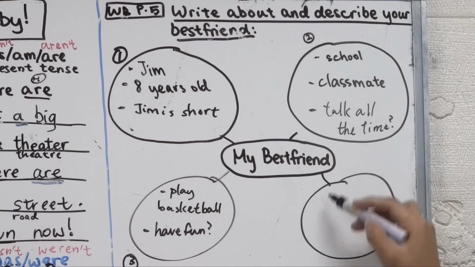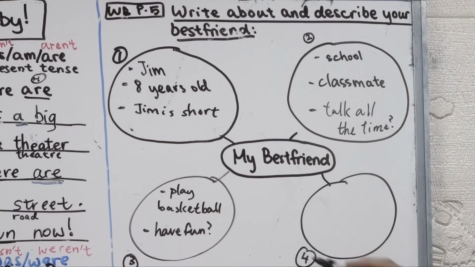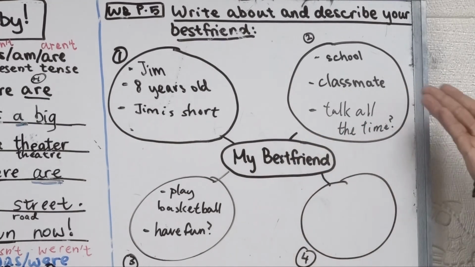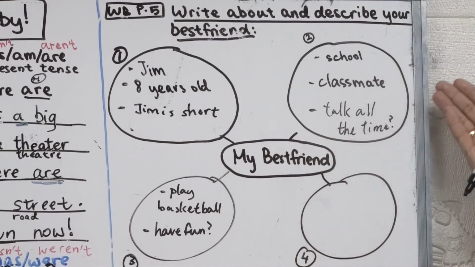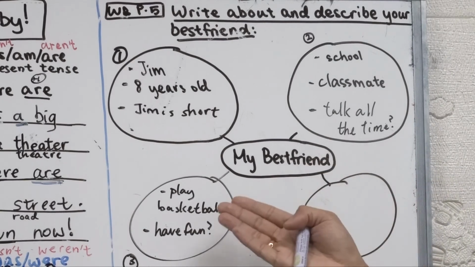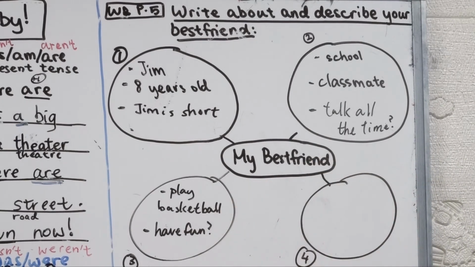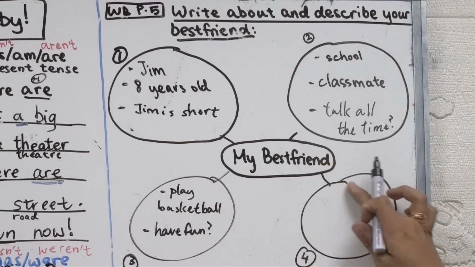Maybe you can have 4 circles, right? As long as it's 50 words and it's okay. And then my best friend, right? My best friend is Jim. He's 8 years old. He is short. We met in school. He is my classmate and we talk all the time. We like to play basketball and we have fun always when we play basketball.